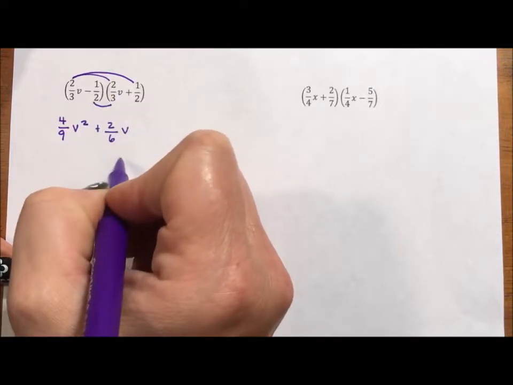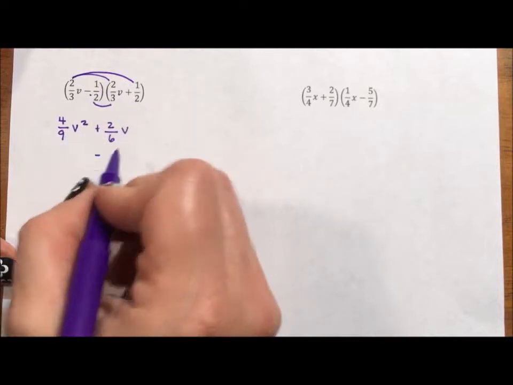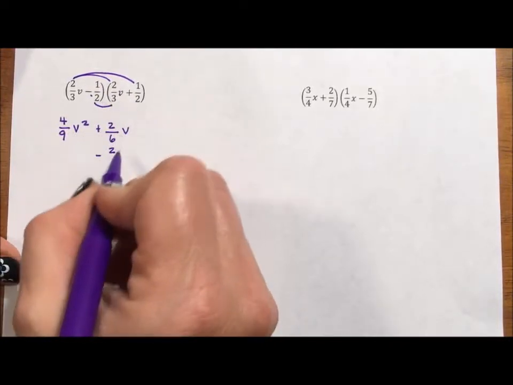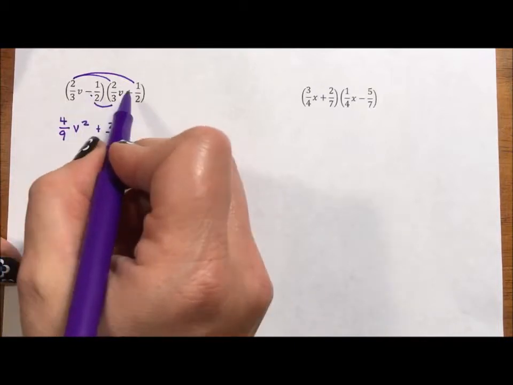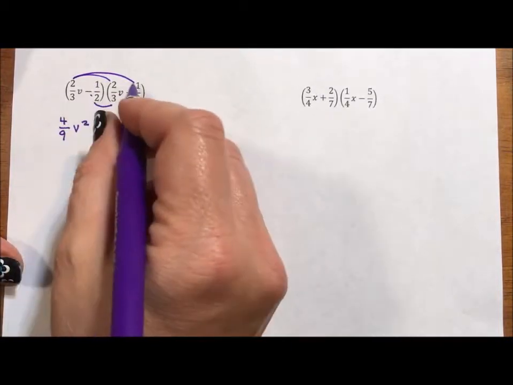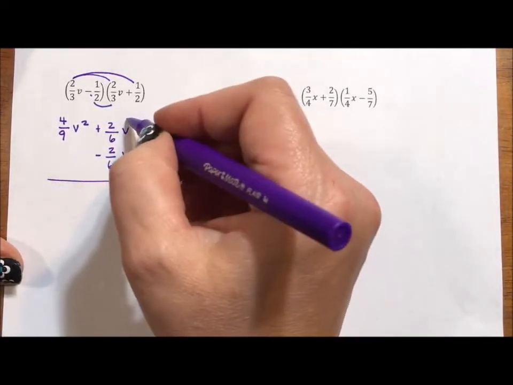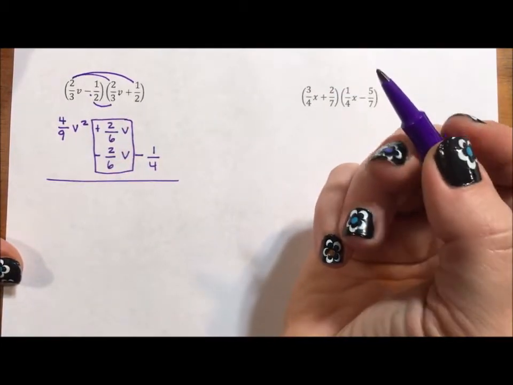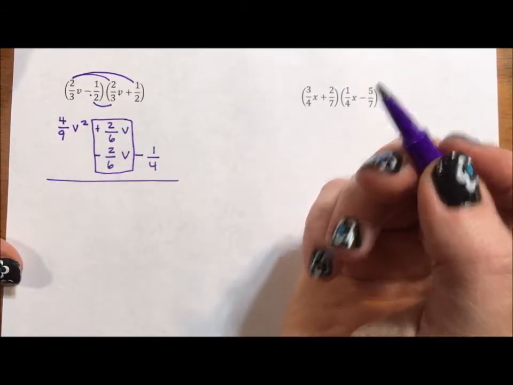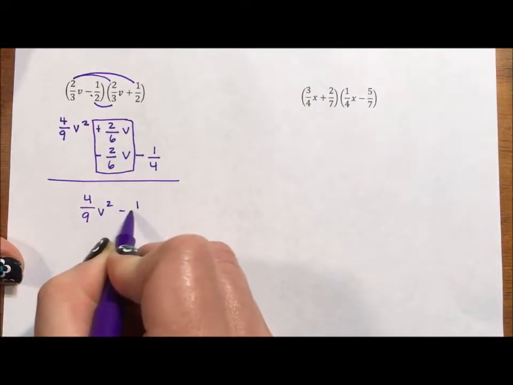This is another v. I'm going to line up my v's. It's a minus because it's a negative and a positive. 1 times 2 is 2. 2 times 3 is 6, and there's a v. A negative times a positive is a negative. 1 times 1 is 1. 2 times 2 is 4. If you notice, these are equal but opposite. 2/6 minus 2/6 is 0. Yay! So we end up with 4/9 v squared minus 1/4.